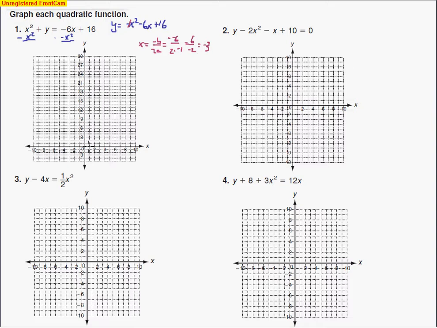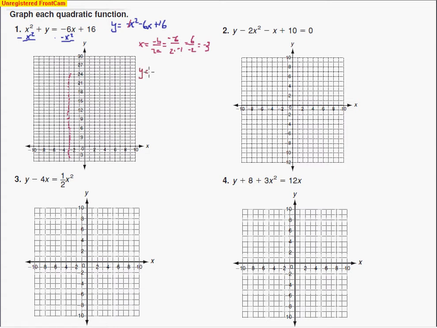Right along negative 3, which is right in here, there's going to be an imaginary line that breaks our parabola into two equal pieces. If I go ahead and draw that a little bit further, you can see that line there. From here, we're going to take that negative 3, and we need to find y.